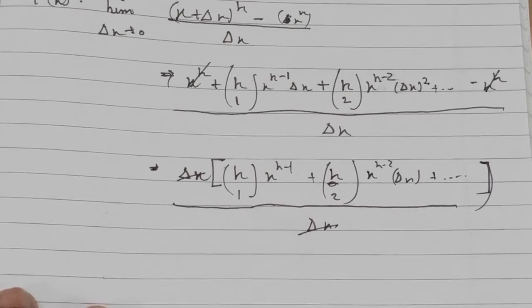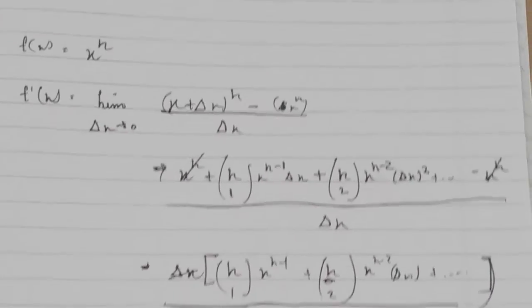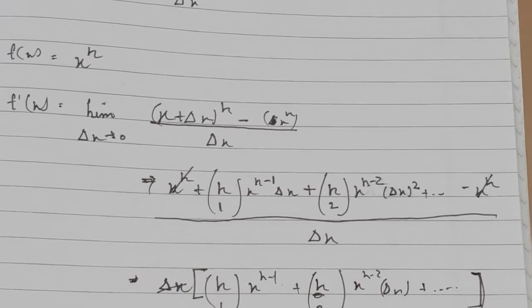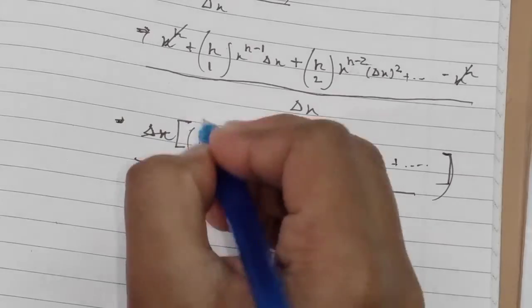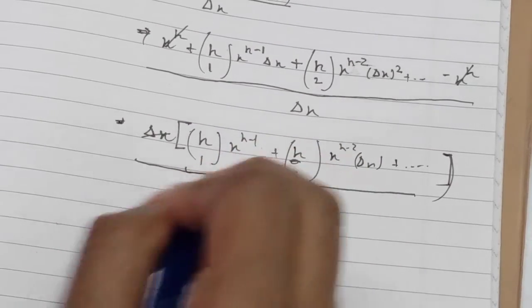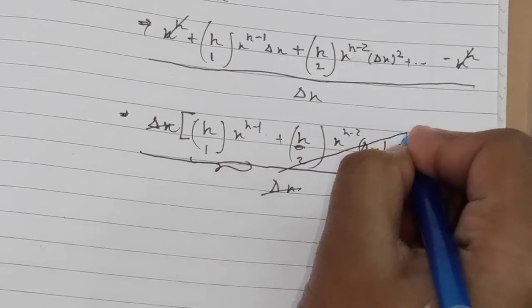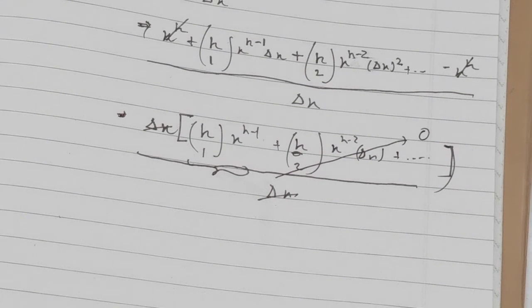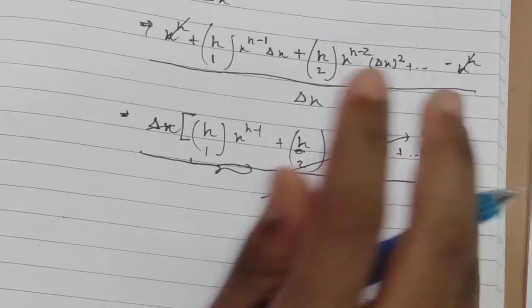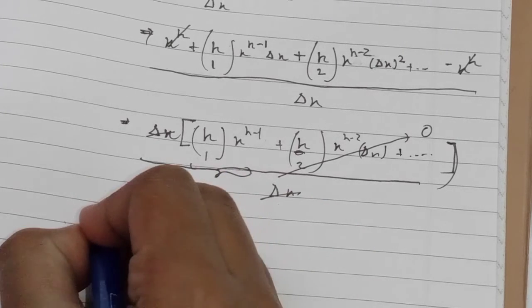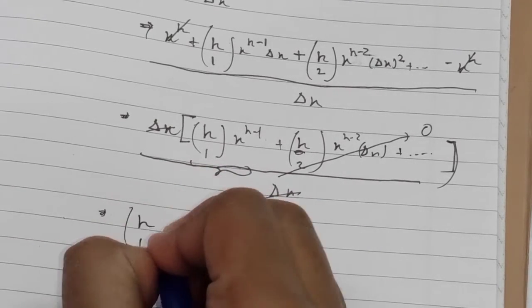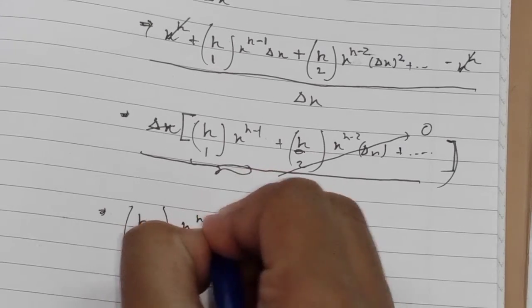Since the limit was going to 0, delta x was going to 0 and we don't have any delta x in the denominator, we can just plug in 0. If you plug in 0, except for this first part, all of it will become 0 because they have delta x, and 0 multiplied by anything is just 0. We are only left with n choose 1 x to the power of n minus 1.